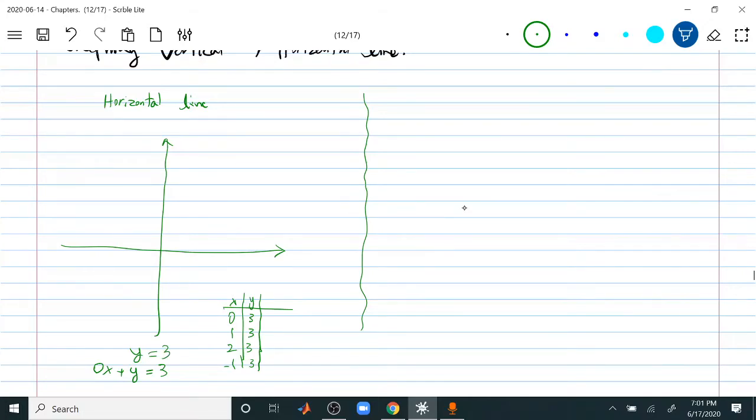So how do I graph this? Here's 0 and 3. Let's assume this is 3. 1 and 3. 2 and 3. -1 and 3. So it tells you this line passes through all these points. What is the property? All the y values along this line are exactly 3. What type of line is it? It's a horizontal line.